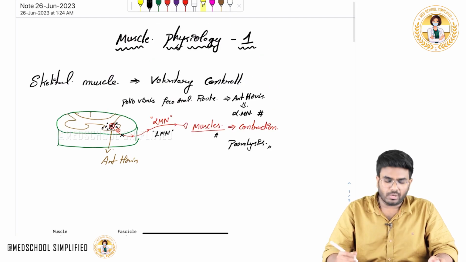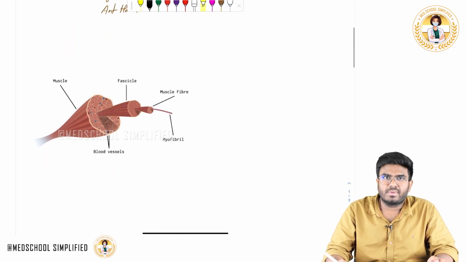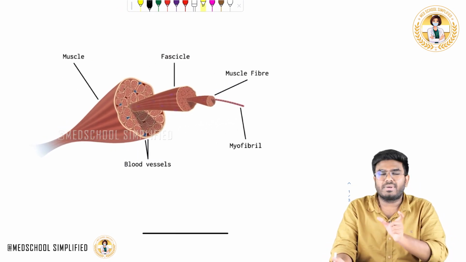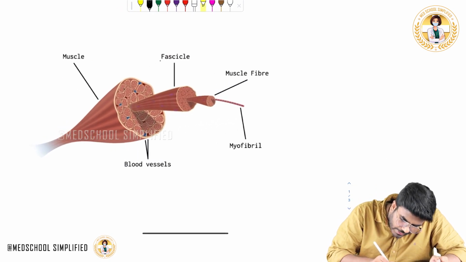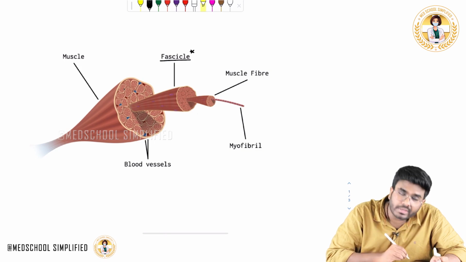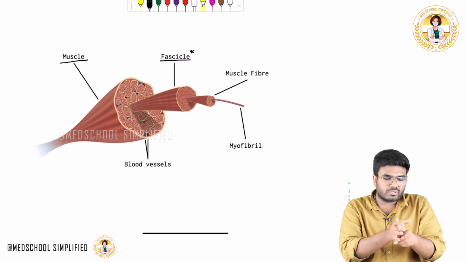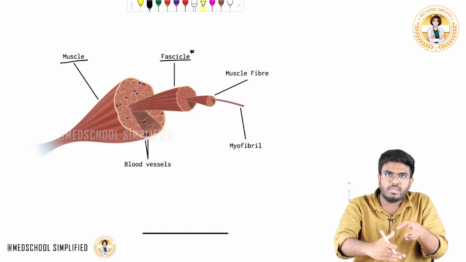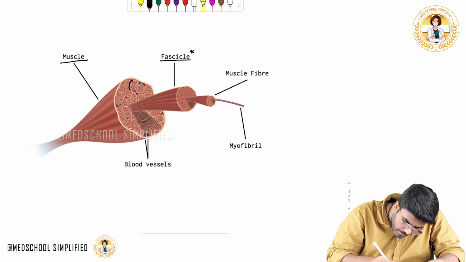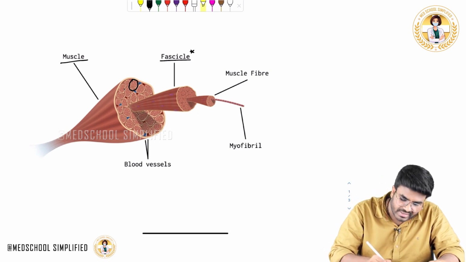Okay. Now, let's discuss the structure of a muscle. Here I am showing you a muscle. Inside the muscle, what do we have? We have fascicles. This is the entire muscle, and this is a cross section. Inside the muscle, there are many subunits present. They are called the fascicles.